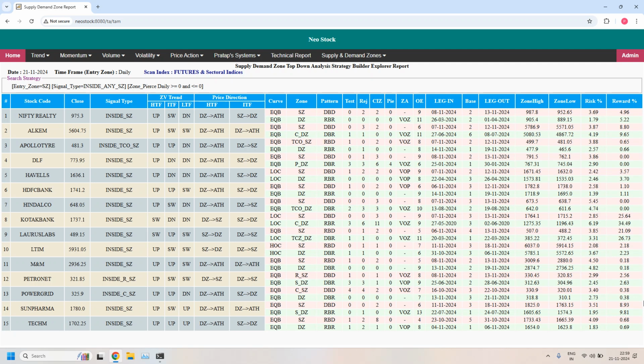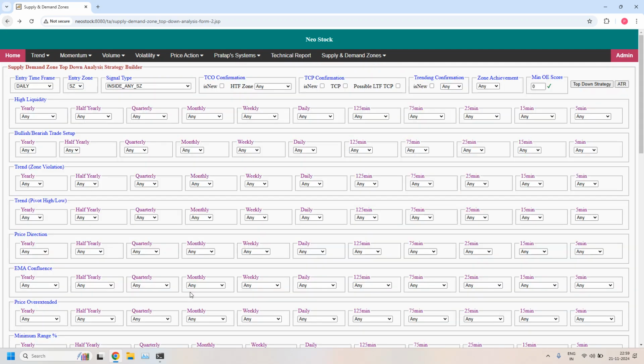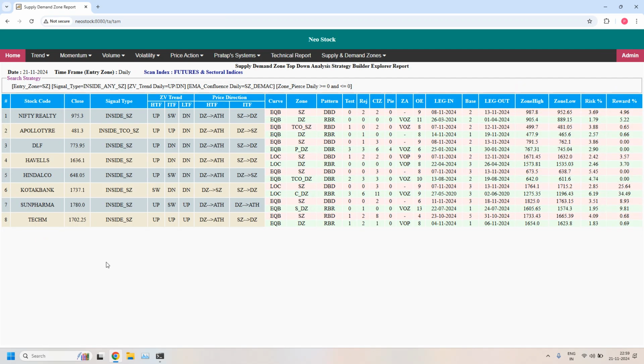So among these 15 daily supply zones, how many are supporting high probability based on daily EMA Confluence? Let's verify. So in the EMA Confluence, daily time frame, daily supply zones are having daily EMA Confluence. And this EMA Confluence should not support a sideways trend. In the trend, zone violation trend at daily time frame, I am selecting up or down, not sideways. So let's filter. We got 8 stocks.